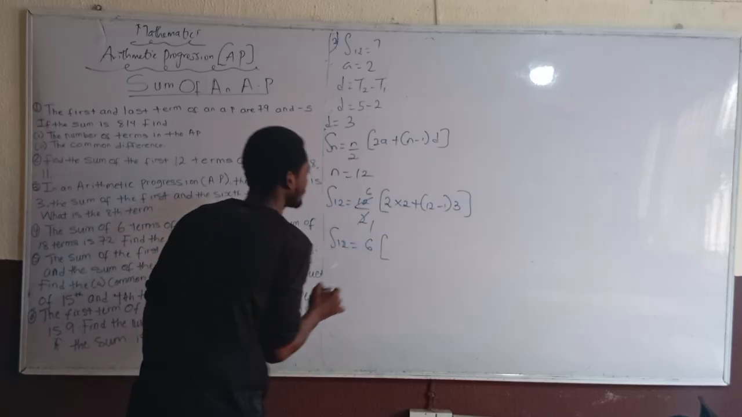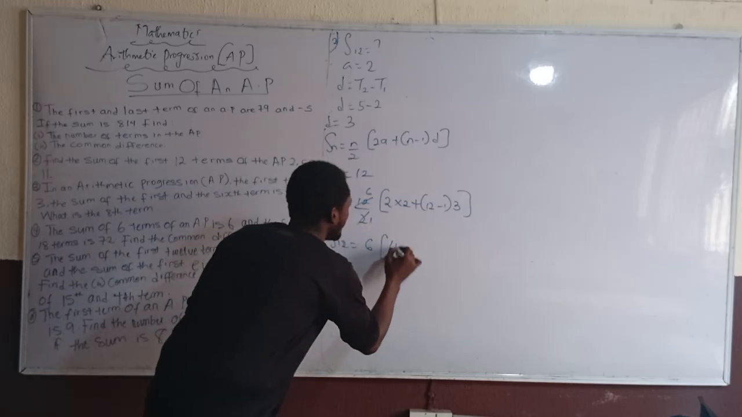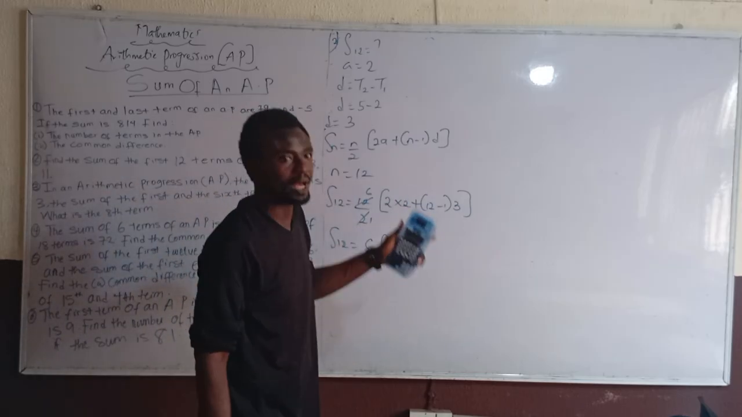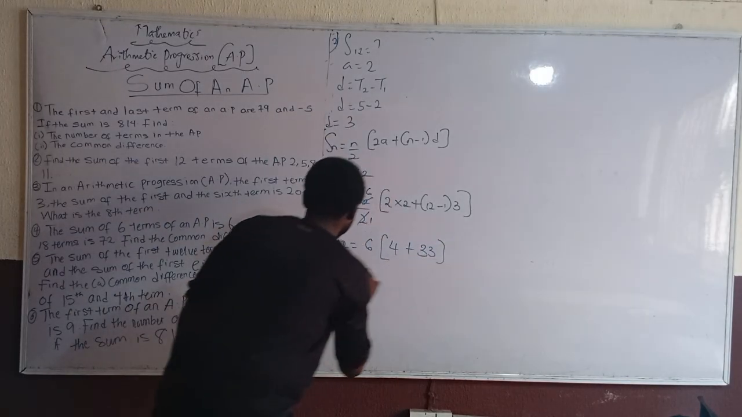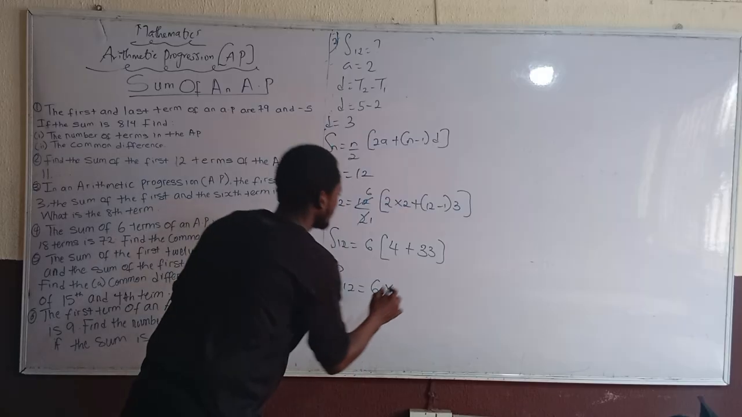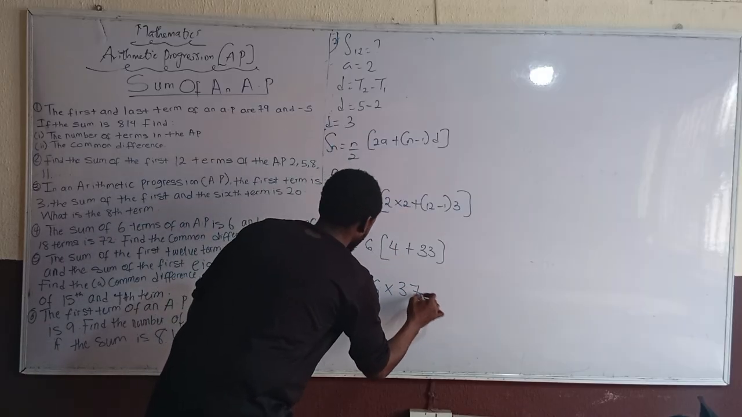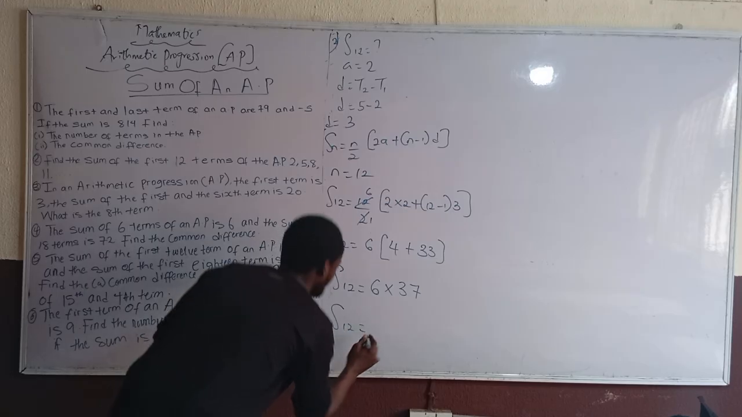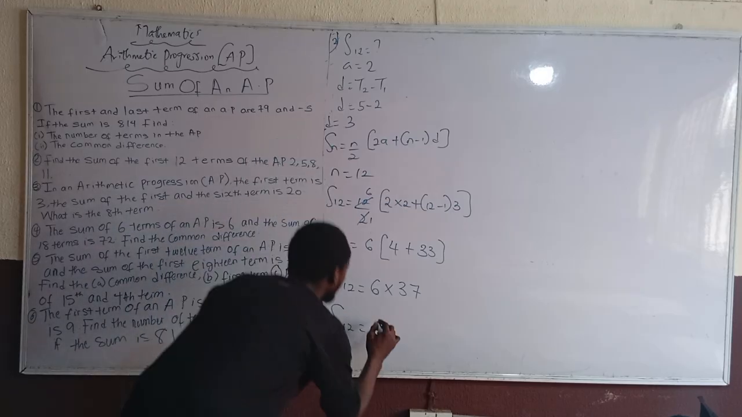So S12, I have 2 here 1, 2 here 6. Then this is 4, plus 12 minus 1 is 11 times 3, 33. So my S12 is 6 times 4 plus 33, that will give me 37. So my sum of the 12 terms is 6 multiplied by 37, that will give me 222.